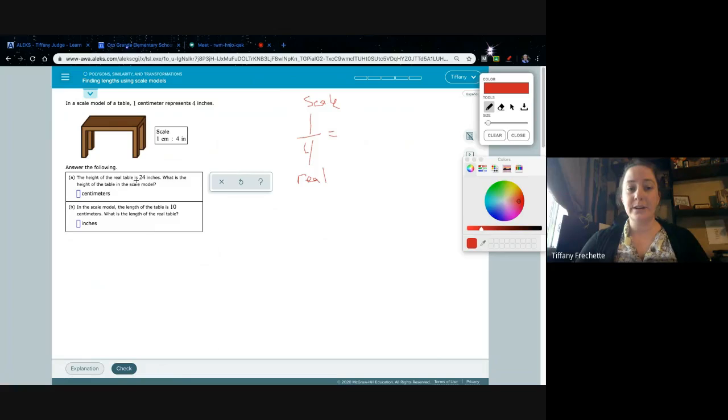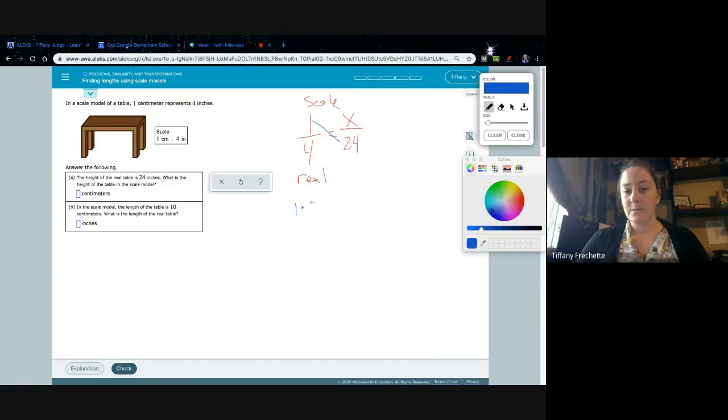The height of the real table is 24 inches. What is the height of the table in the scale model? Remember, scale's on top. We don't know that. That's what we're trying to find. But it does tell us that the height of the real table is 24. All right, so now we're going to cross multiply.